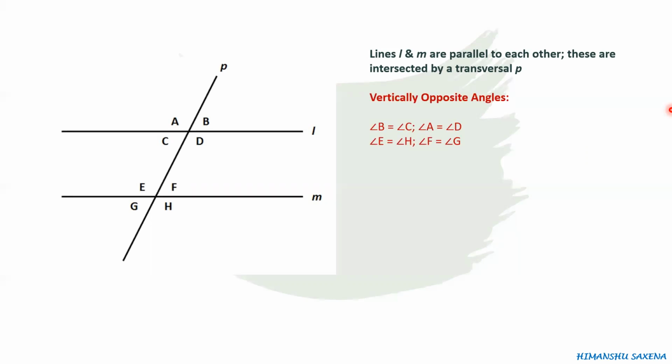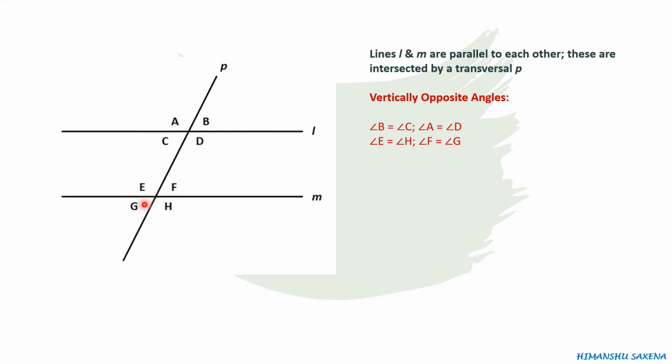First of all, let's talk about vertically opposite angles. Now for vertically opposite angles, only two lines are required. So if two lines are intersecting at a point, then vertically opposite angles are formed. Here A and D are vertically opposite angles. Similarly, B and C are also vertically opposite angles. So vertically opposite angles are on either side of the lines. So A is on one side of the line, D is on another side of the line. These are vertically opposite angles.